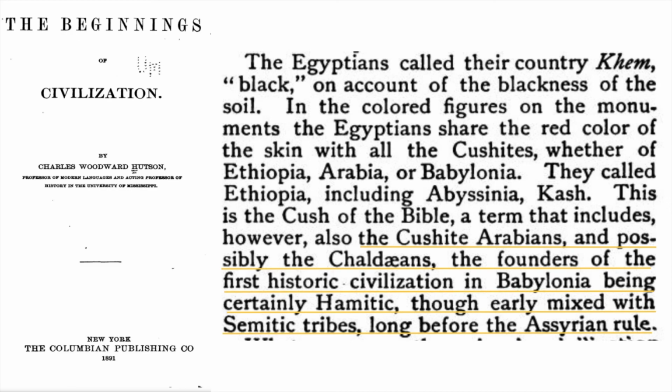And this is from The Beginnings of Civilization by Charles Woodward Hudson. He says, the Cushite Arabians and possibly the Chaldeans are the founders of the first historic civilization in Babylonia, being certainly Hamitic, though early mixed with Semitic tribes long before the Assyrian rule. So yet again, we're seeing Chaldeans being connected to Cushite Arabians, which could be your Joktonites, and to Hamitic peoples, which is very interesting.